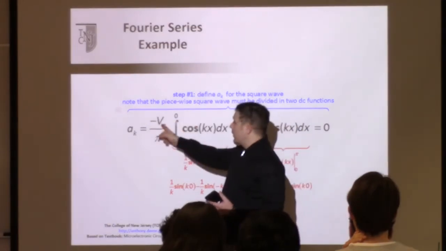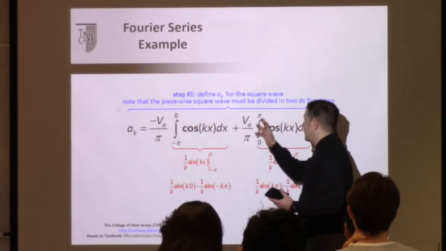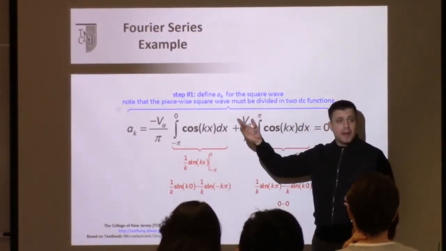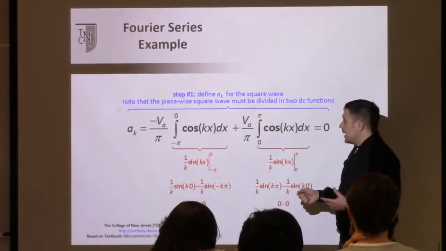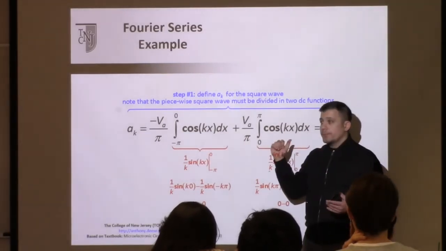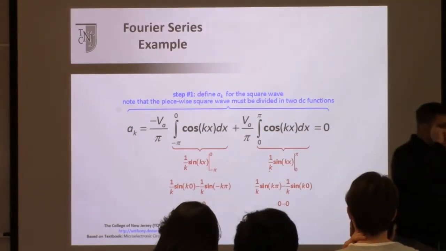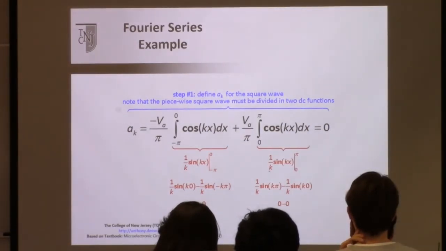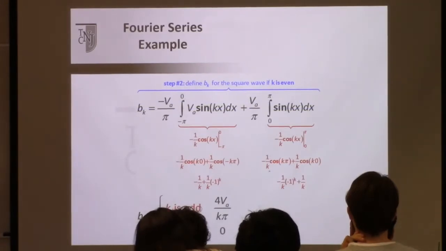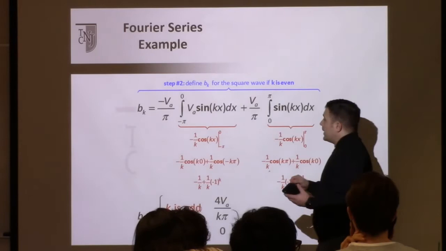Between negative pi and 0, the value is negative VA, negative amplitude. And between 0 and pi, it's positive, right? That's where it flips from negative to positive. And actually taking the integral is not that bad. What we end up with is 0. AK equals 0. So that goes away. Then we move on to get our sine, or our B value.